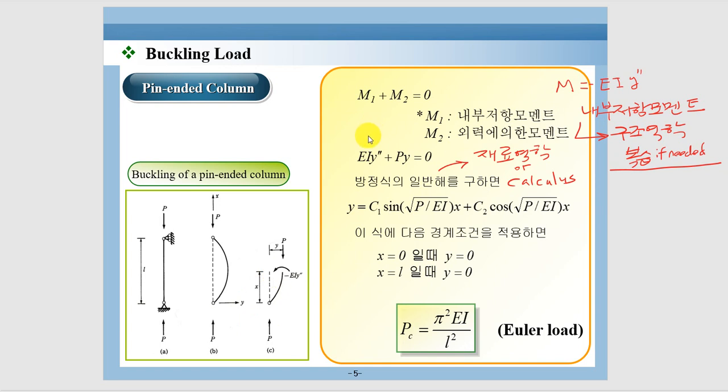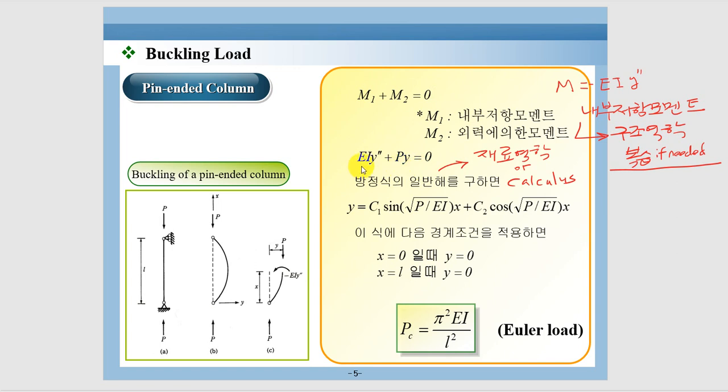So the equation of equilibrium: M1 is an internal resisting moment, M2 is an external moment. So the summation of these two is zero for equilibrium. This is easy to follow. And then you get this, right? This is the internal moment, and this is the external moment. So they should add up to zero. Right? And the problem is how to solve this one. But this is also very easy for differential equations. We call this a differential equation.